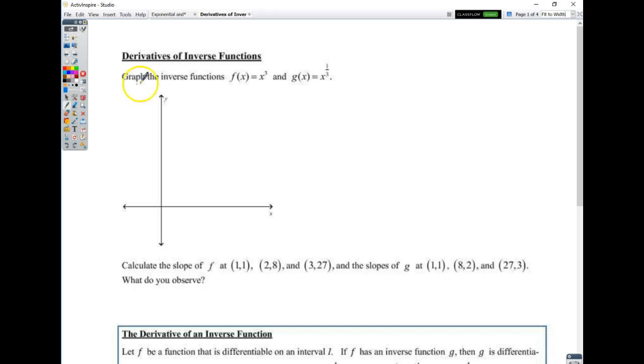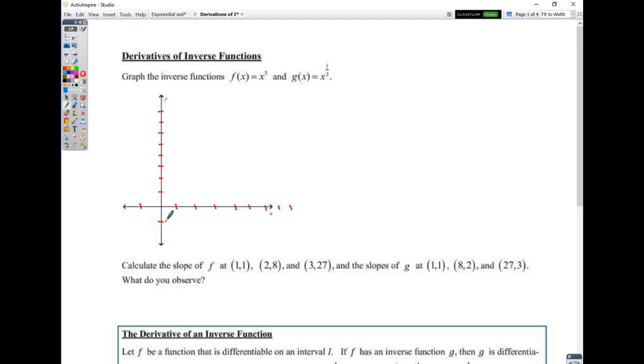What I'm going to do is graph inverse functions. First off, f of x is equal to x cubed, g of x equals x to the 1/3. Let's deal with inverses here. First, we'll go ahead and graph them. 1, 2, 3, 4, 5, 6, 7, 8, and we'll go down 1.